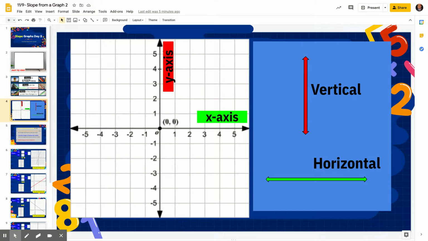Slide 4 reminds us which is the y-axis, which is in red, and our x-axis, which is in green. That means the red axis, the y-axis, goes up and down. It's vertical. And the green axis goes left and right. The x-axis is horizontal.